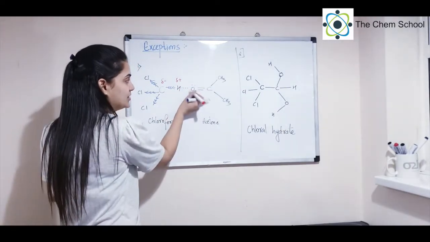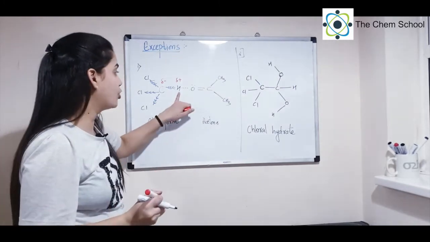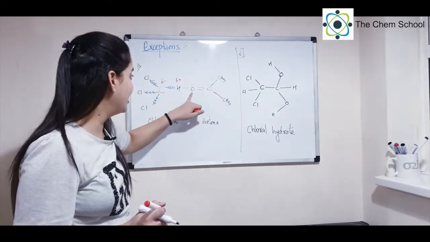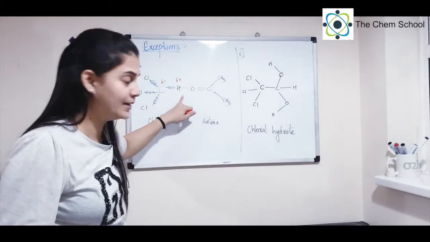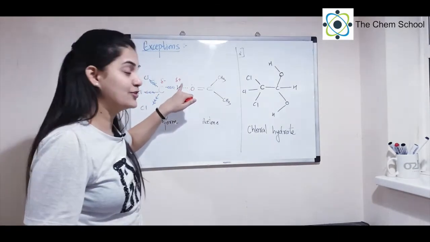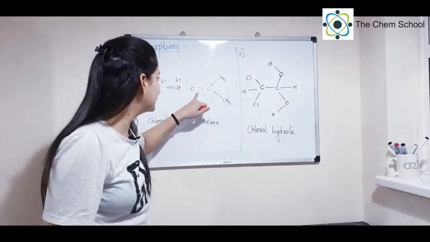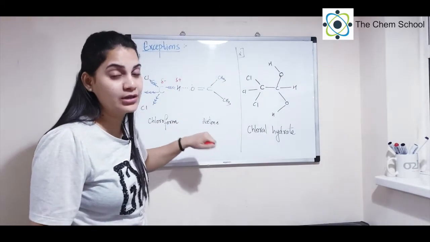The oxygen will start donating electron to this electron deficient hydrogen. It will behave as a donor. So now you know that if oxygen is donating electron to the hydrogen, in this case, the bonding between them is going to be hydrogen bonding.